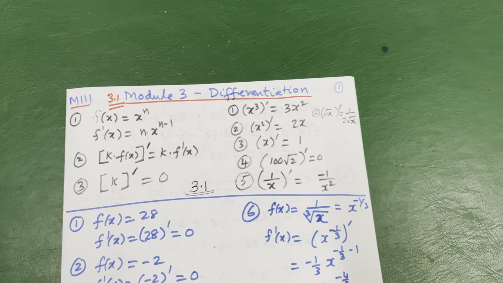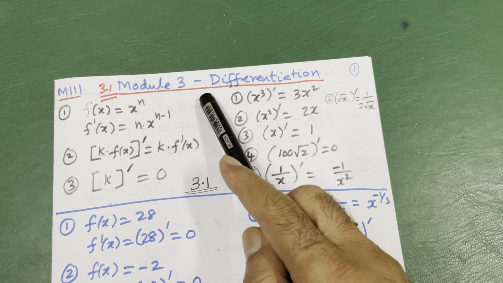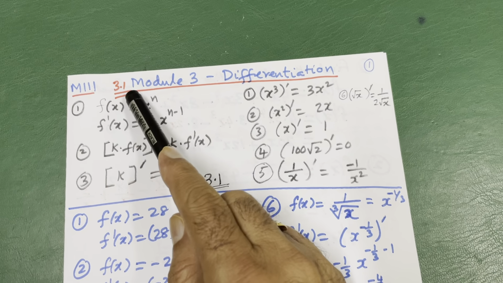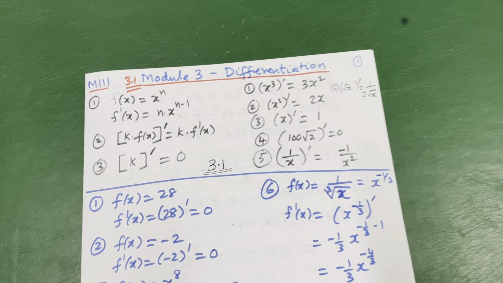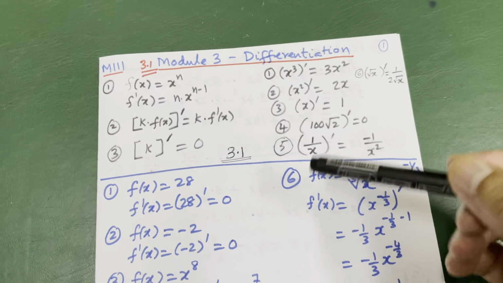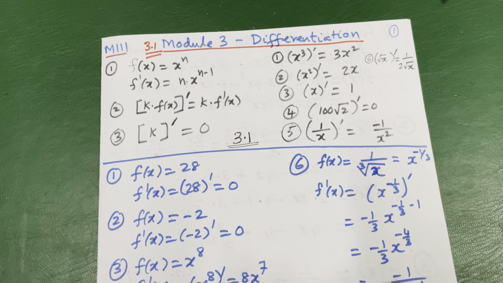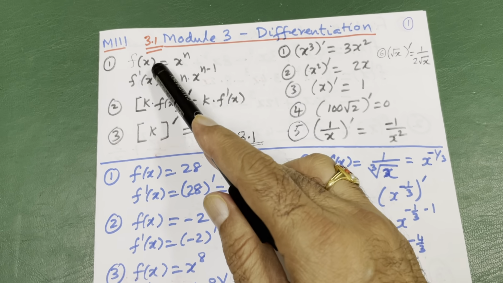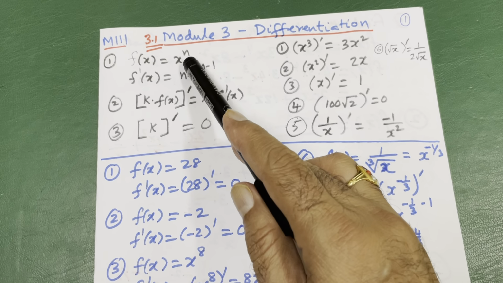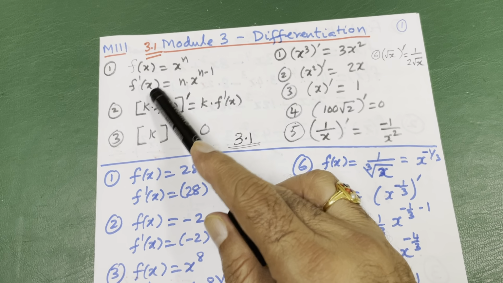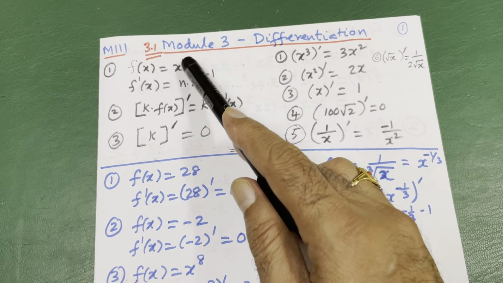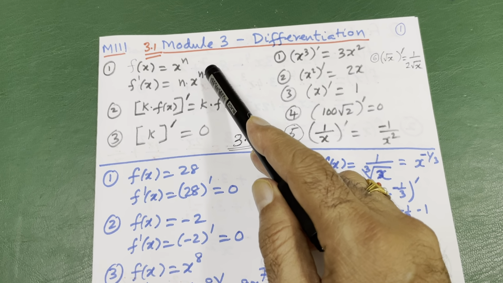Let us understand module 3, differentiation, multiple 1, 3.1. It's the longest module, so we'll make it into 3 pieces, module 1 into 3 parts. So here we know that f(x) is equal to x power n. We want to find the derivative. The answer is n multiplied by x power n minus 1.